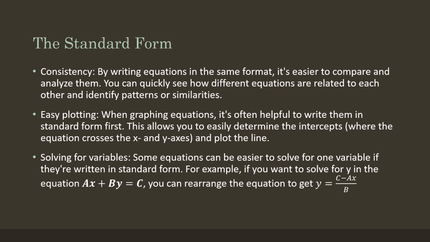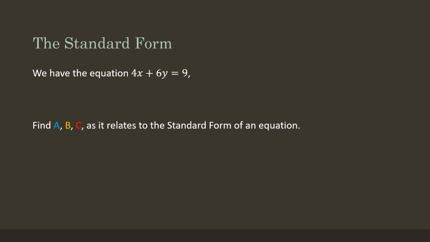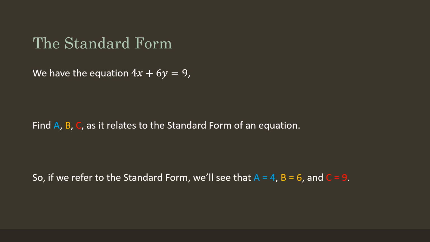Let's look at some examples of equations written in standard form. Example 1. We have the equation 4x plus 6y equals 9. Find a, b, and c as it relates to the standard form of an equation. So, if we refer back to the standard form, we'll see that a equals 4, b equals 6, and c equals 9.